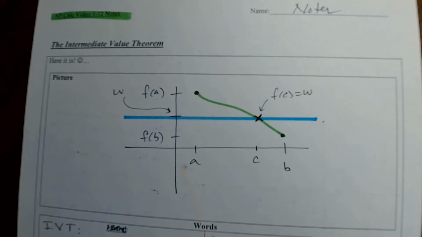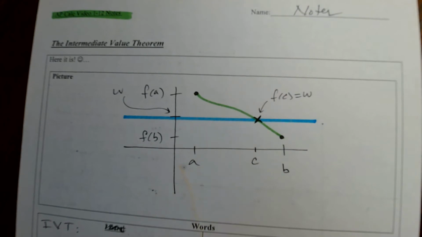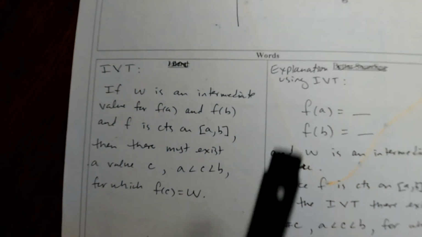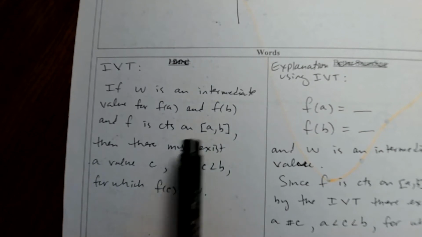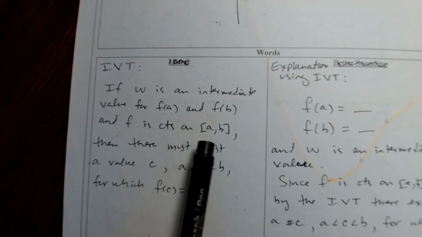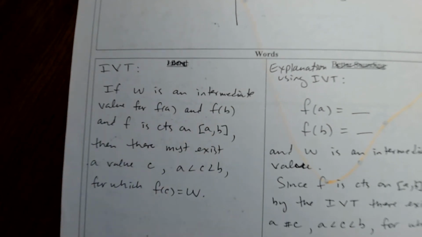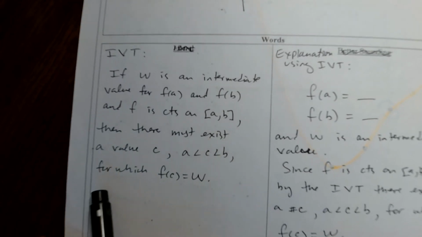All right, so the intermediate value theorem. So here I'm going to give you the formal intermediate value theorem. So here's a picture which we'll look at in a moment, but here's the IVT. If W is an intermediate value for f of A and f of B, and f is continuous on the closed interval A to B, then there must exist a value C where A is less than C is less than B, for which f of C equals W.